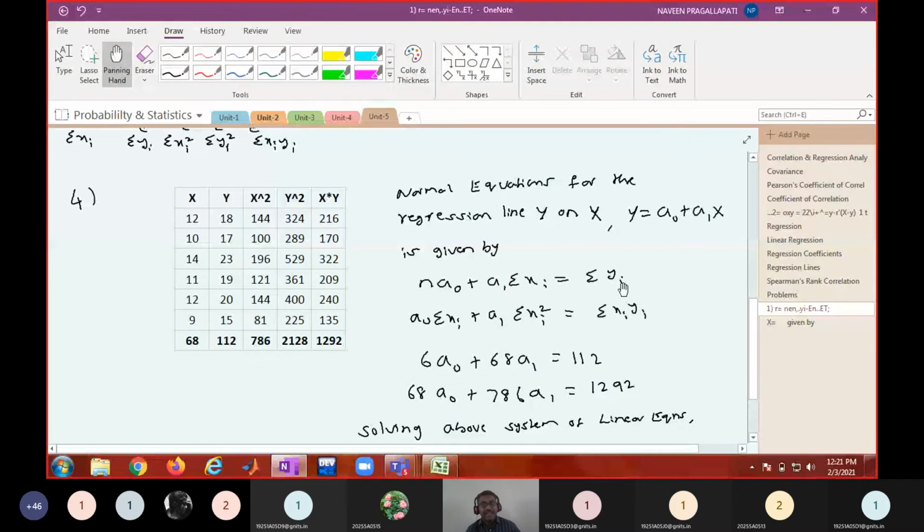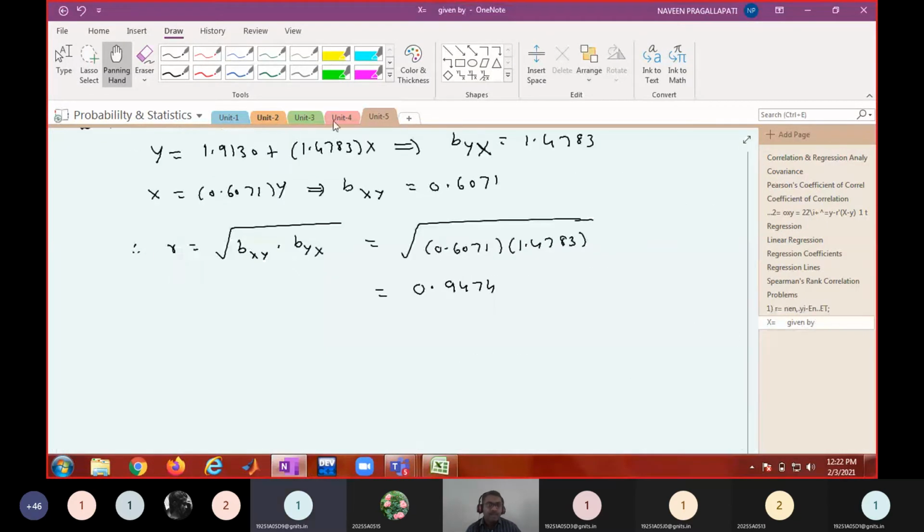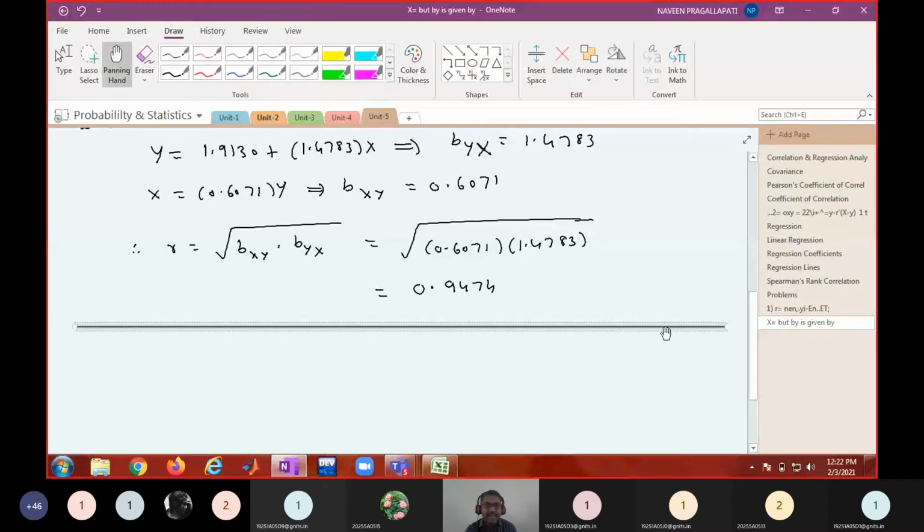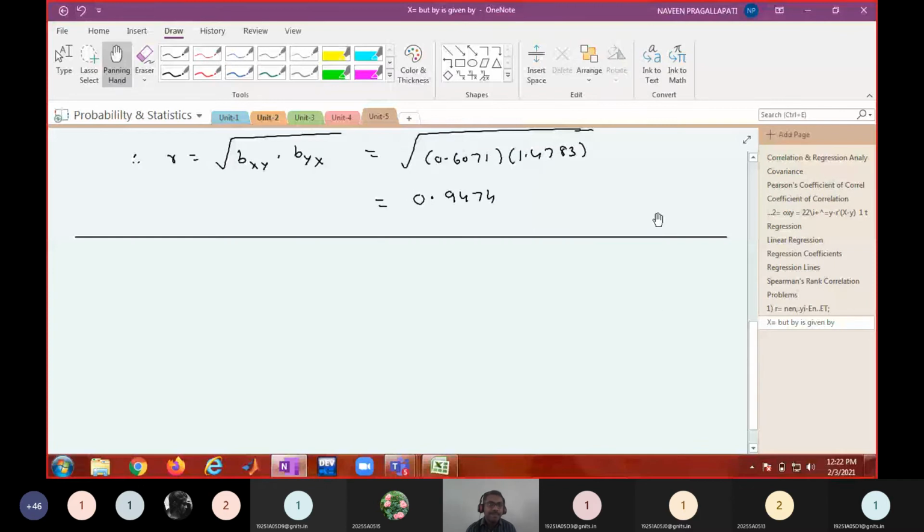What is the variance of x? E of x square minus E of x whole square. You remember? So alternatively, suppose the data is there. Let me write down those values here.